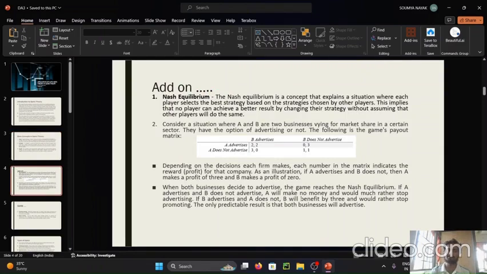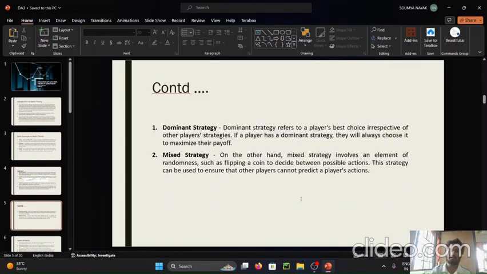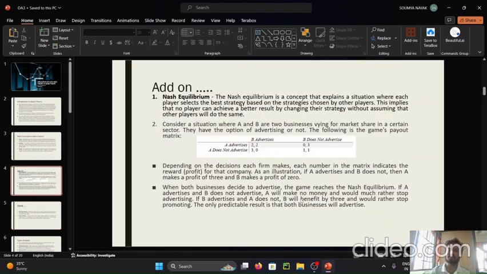These are called add-ons to game theory. So what is first? First is the Nash equilibrium. Second is the dominant strategy. Third is the mixed strategy. These are derived from the game theory components. That's the first major three components.